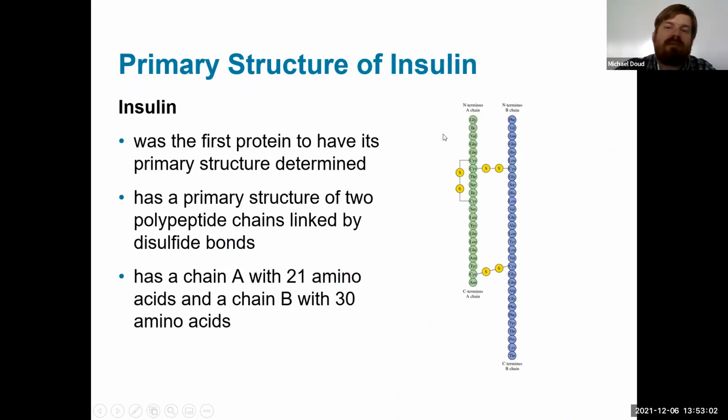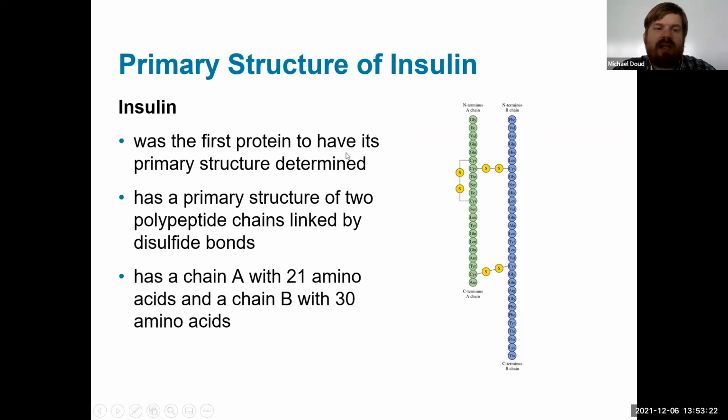Okay, how about insulin? Well, insulin is a relatively simple protein. There's 2 chains. There's a chain A with 21 amino acids and chain B with 30 amino acids. These are linked together with disulfide bonds. Remember, those are between cysteine residues. That's something that we talked about all the way back in the thiol chapter.